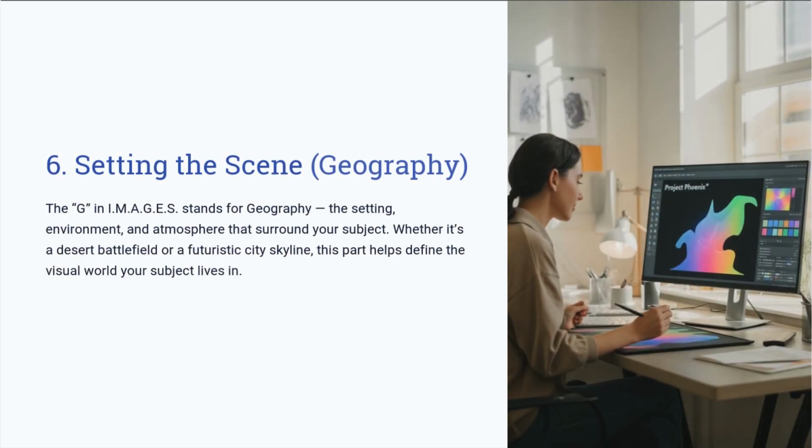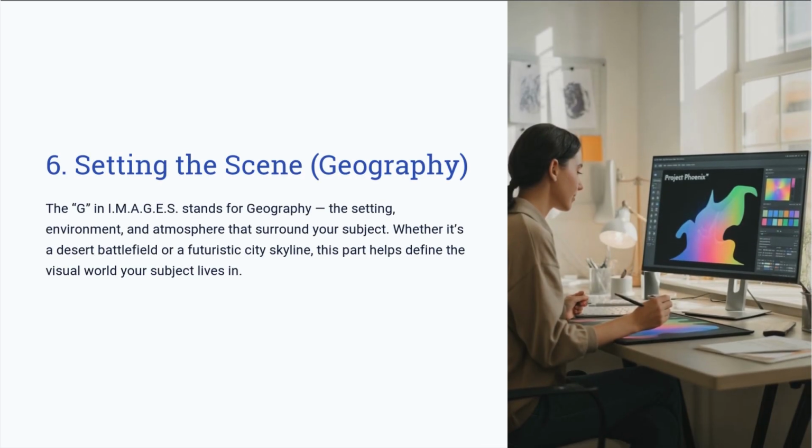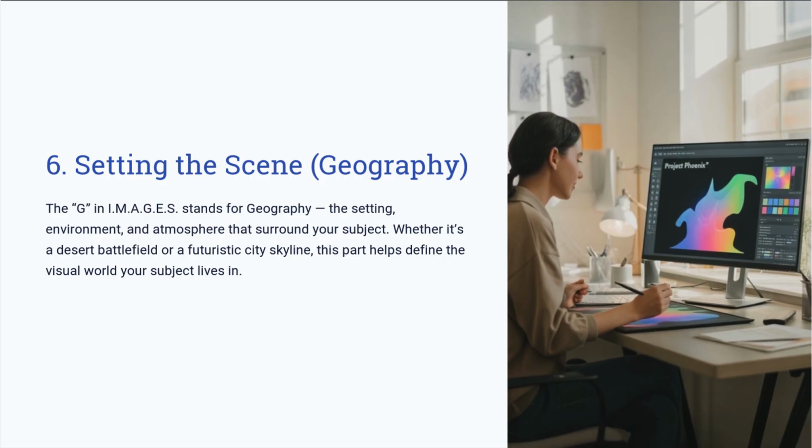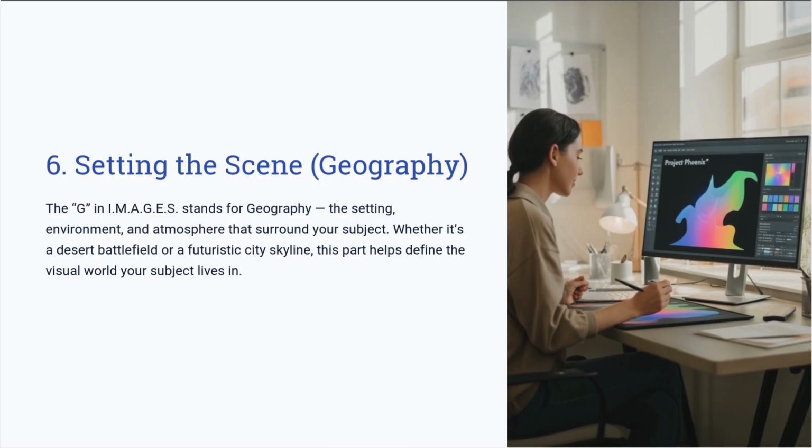Now let's talk about the G in IMAGES, and that's geography. Basically, this is all about where your scene is happening. The setting, the environment, the vibe of the place. Think of it like the world your subject lives in. Is it a peaceful forest? A glowing city? A stormy desert? That background gives context and depth to the entire image.